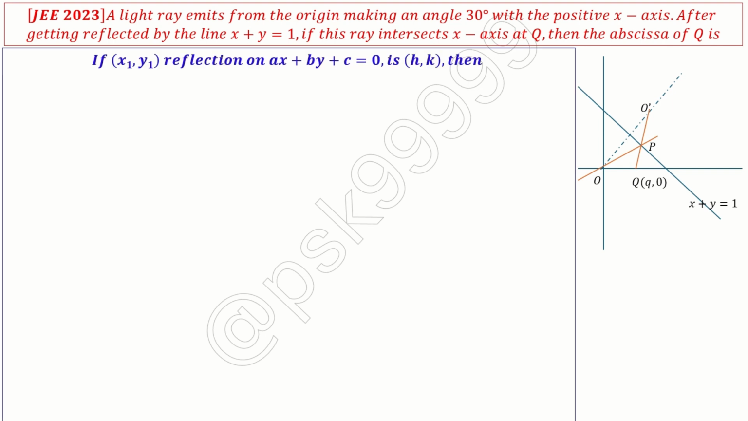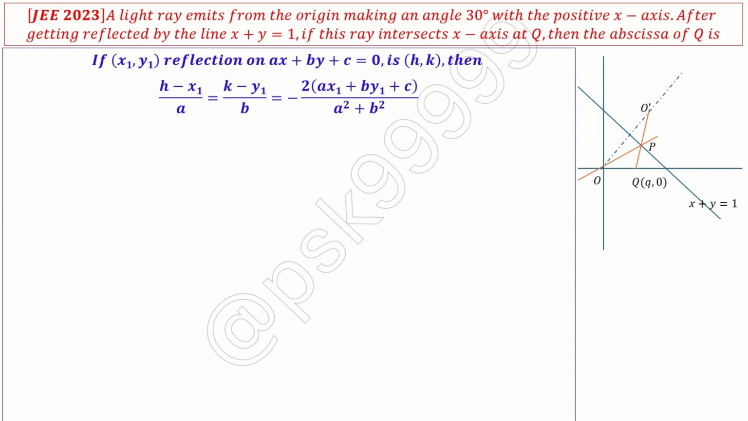So if the reflection of (x1, y1) on ax plus by plus c equal to 0 is (h, k), then (h minus x1) by a equals (k minus y1) by b equals minus 2 times (ax1 plus by1 plus c) divided by (a square plus b square). This is an important formula to remember if you want to find the reflection of a given point.